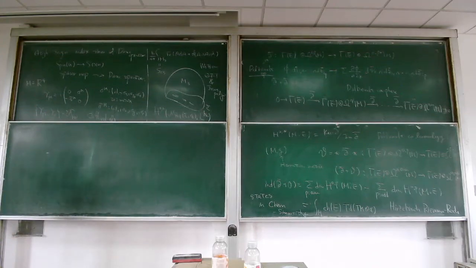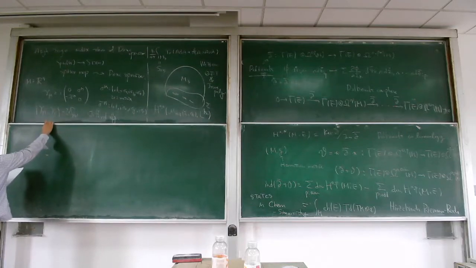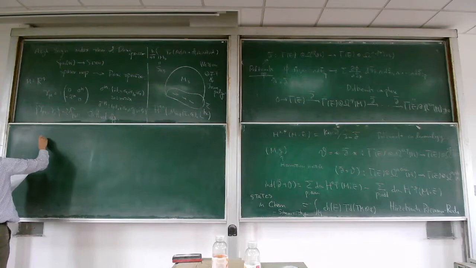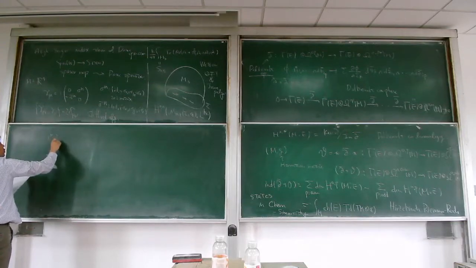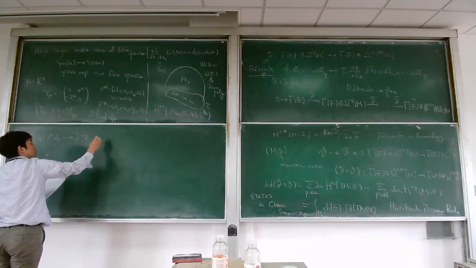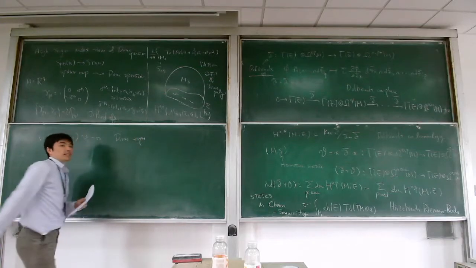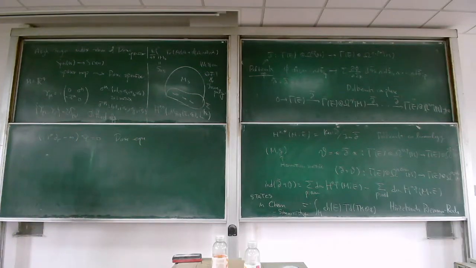And the Dirac equation can be understood as follows: (i gamma mu partial mu minus m) psi equals 0. This is the Dirac equation, and that actually is the classical equation of motion of the electron.